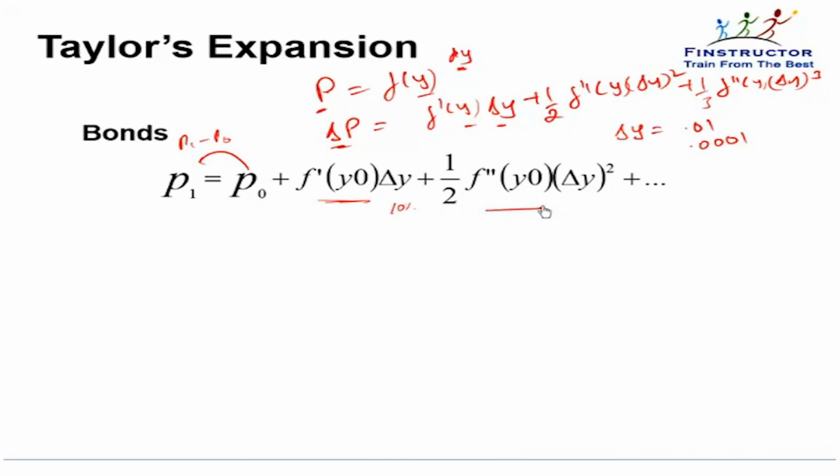If we include the second term as well, that is, half into f double dash y naught, this is dollar convexity, and this is dollar duration, into delta y square, our estimate will be better. If we include the third and fourth terms, our estimate will be even better, or we will be even closer to the actual exact price. This is called the duration estimate. This entire calculation is called the duration plus convexity estimate.